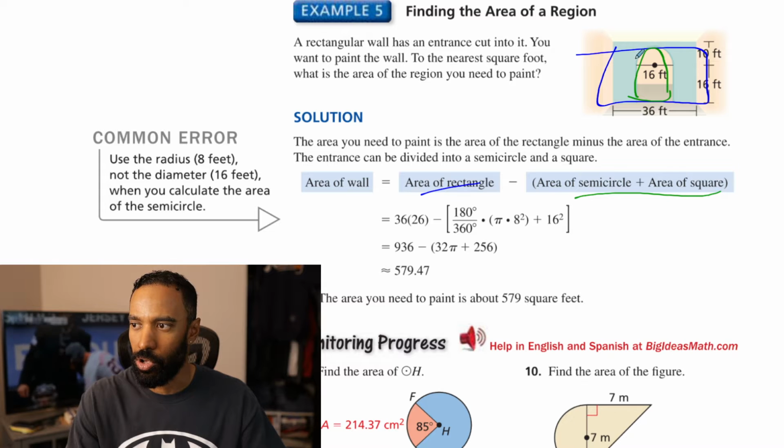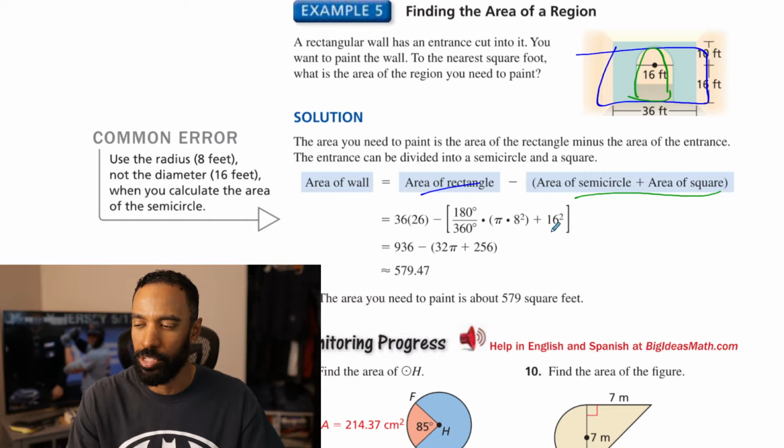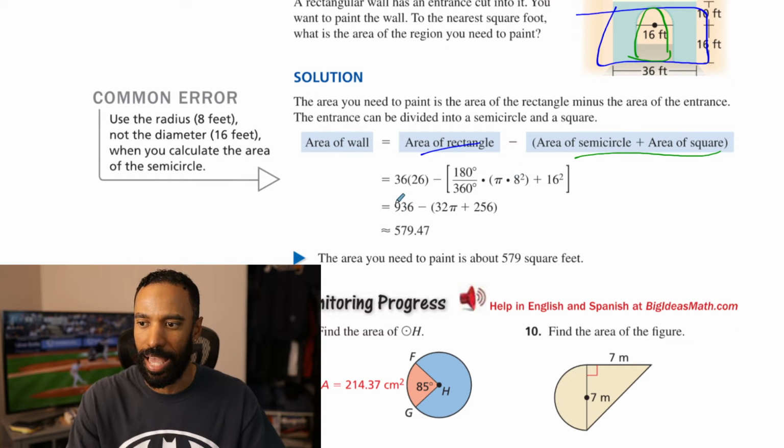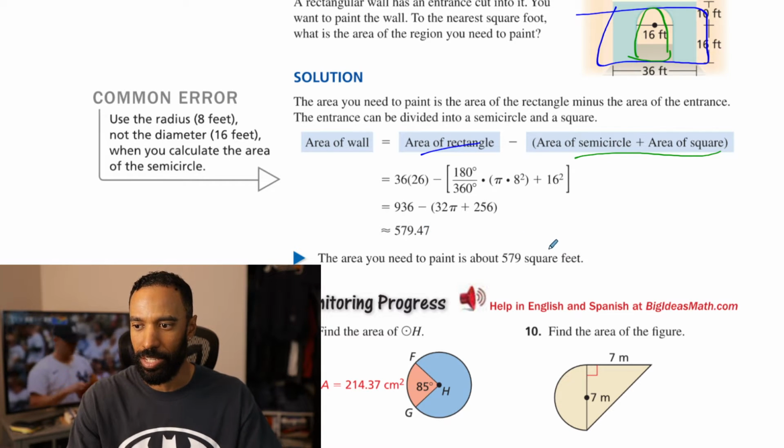Subtracting the semicircle, half of the area of 64 pi. We say 64 pi because pi times 8 squared; that radius is 8. And then 16 squared, they said this is 16 here and that's 16 here. So add those together and take that out of this 936, the product of those two. Get around 579.47 square feet of paint.